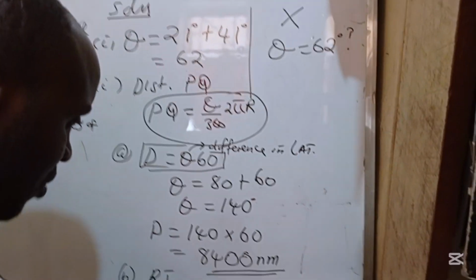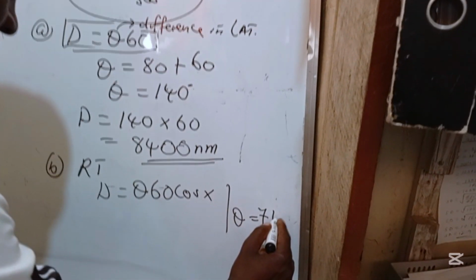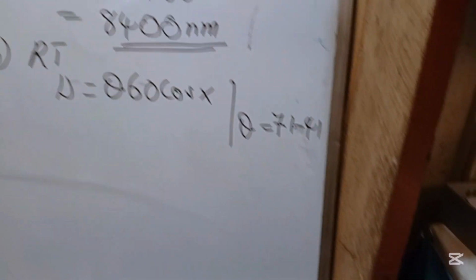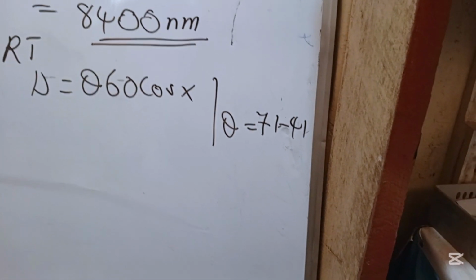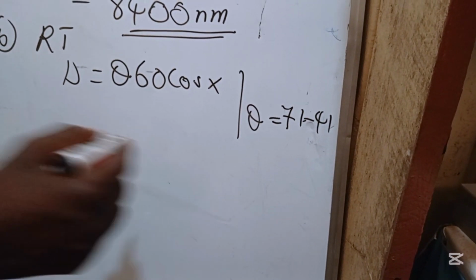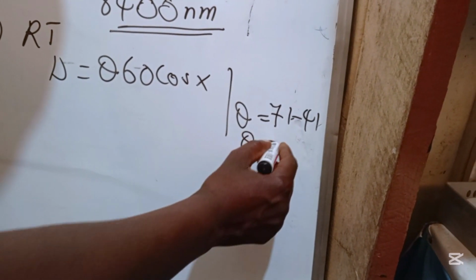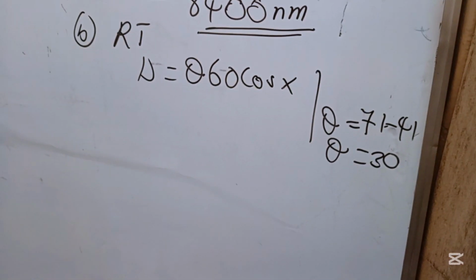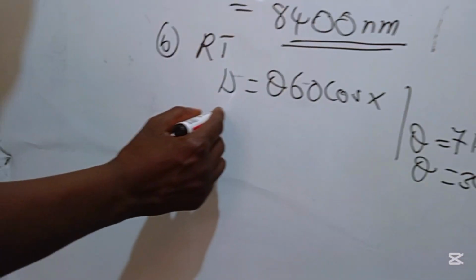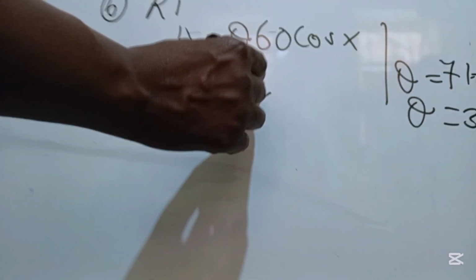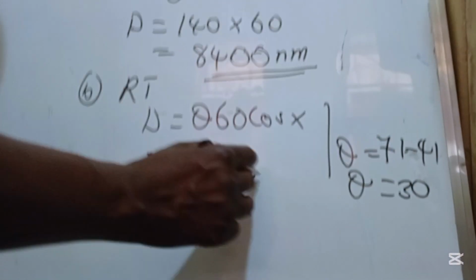So ladies and gentlemen, we subtract. When you subtract nicely, you are going to get theta is equal to 30. That is the difference. So now this theta, you bring it here nicely. This is my 30, multiplied by 60.